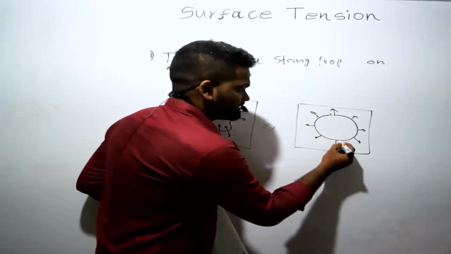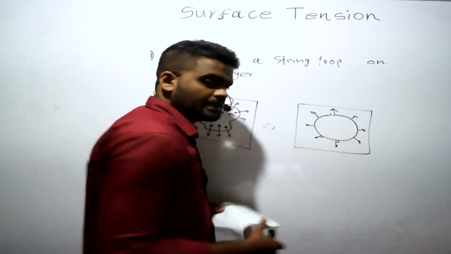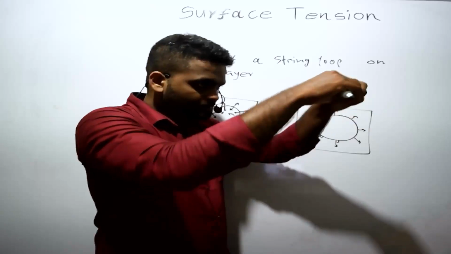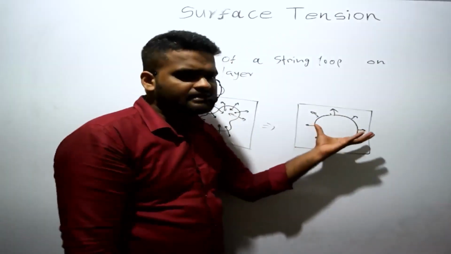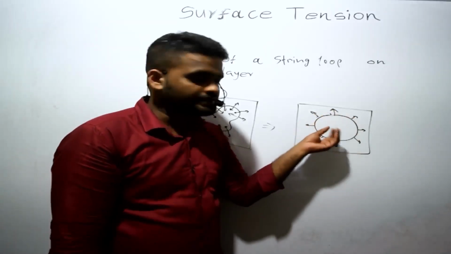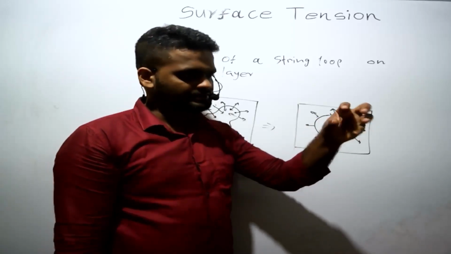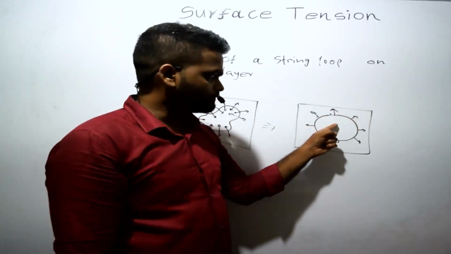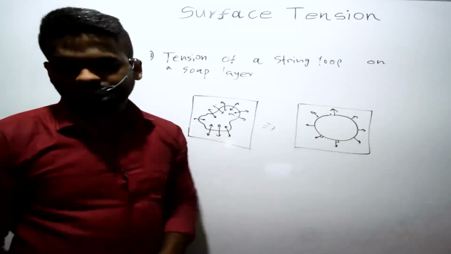So you know these surface tension forces are perpendicular to the string. Then what happens if you pull it from all sides equally? Then it takes a circular shape. This is not a sphere, this takes a circular shape. Do you understand that? It remains like that, then it becomes circular like this. Once you puncture the middle soap layer, draw this one.